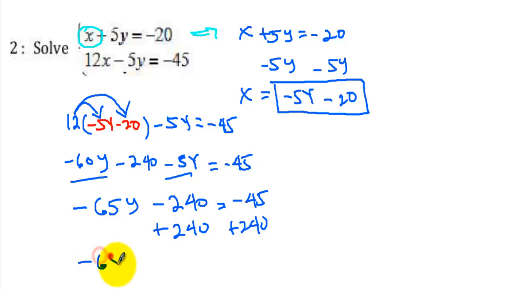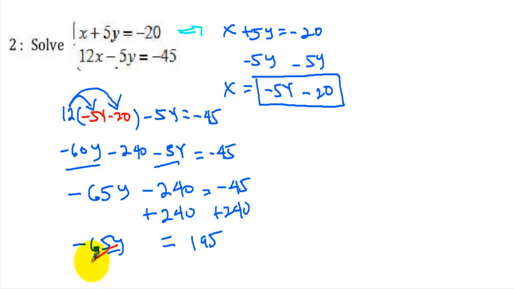You will have -65y = 195. Alright, next we divide by -65 to both sides. So divide by -65, divide by -65, and we are going to get y is equal to -3. Once we have a value for one of the variables, in this case my y, I can either use the first equation, second equation, or this equation to solve the x variable. Now I'm going to use this equation.